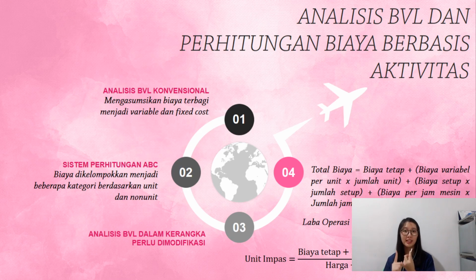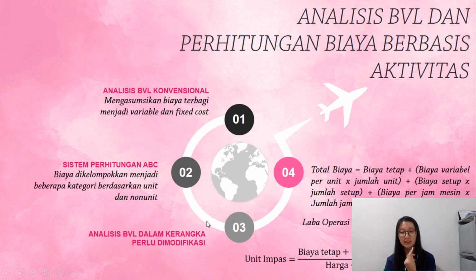The condition is if the ABC system is combined with the conventional CVP system. When they are combined with each other, ABC can remove the disadvantages of the conventional system. But when we are modifying, the formula also becomes different. As you can see here, the total cost is usually fixed cost plus variable cost, and here the total cost will become fixed cost plus another cost based on the cost driver. Meanwhile, the operating profit we get from the total revenue minus the total cost. The difference is in the total cost, like I said.